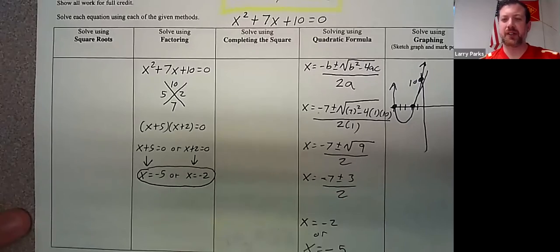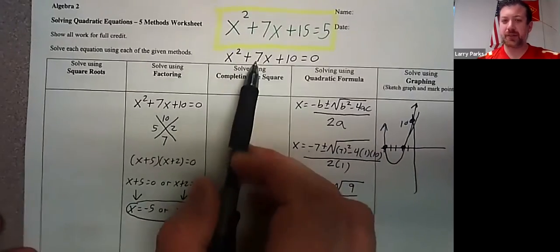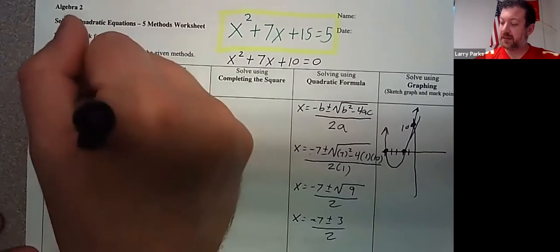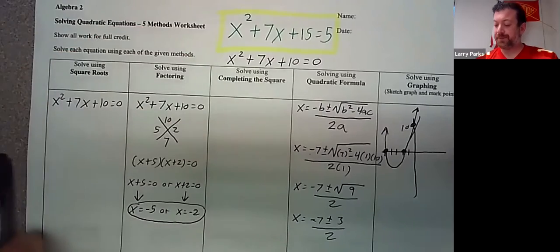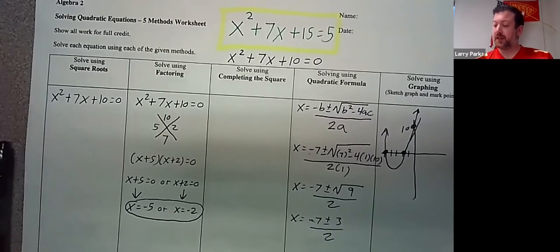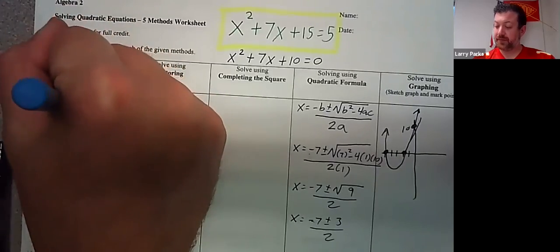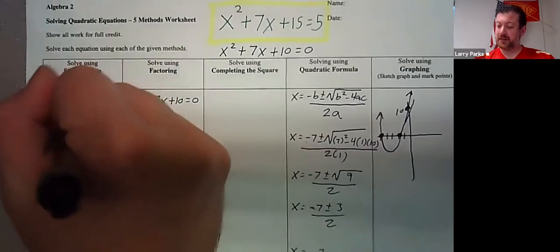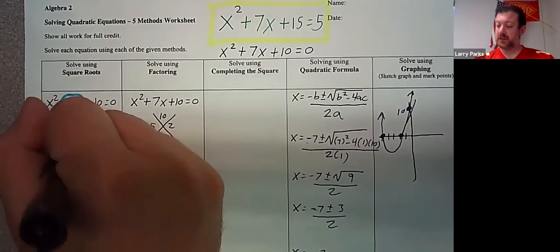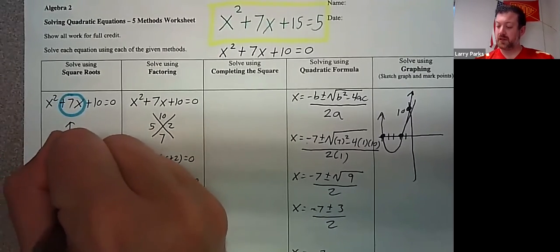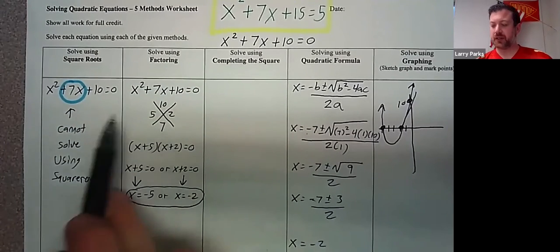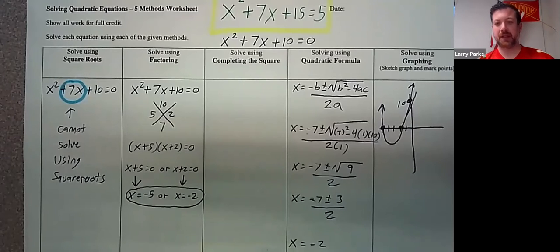Now solve using square roots. You can't use square roots because it has an x term. You actually cannot solve by using square roots. So in order to solve using square roots, it cannot have a middle term.